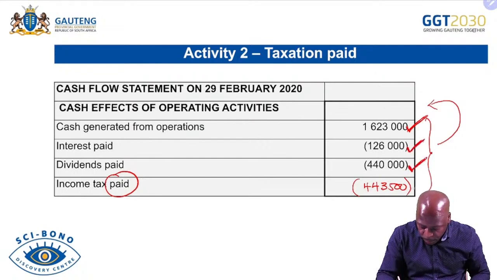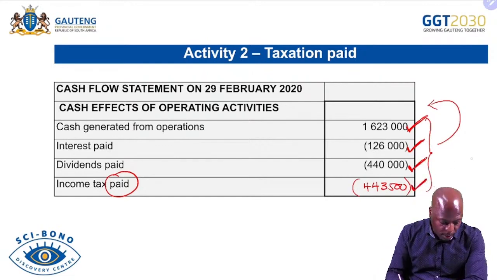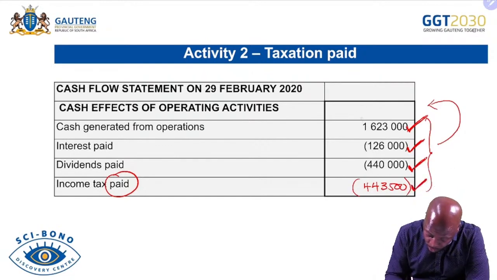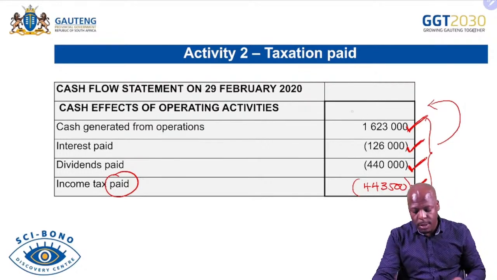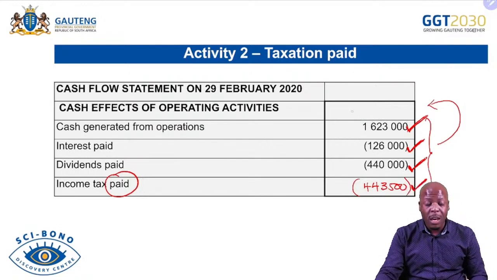And you have a negative 443,500. It should then give you 613,500. That becomes your cash effects of operating activities.